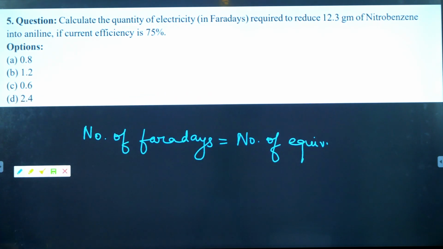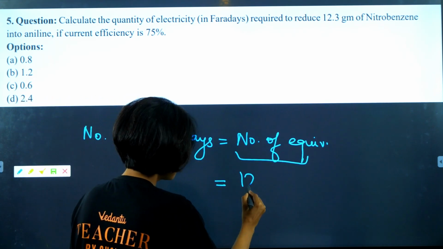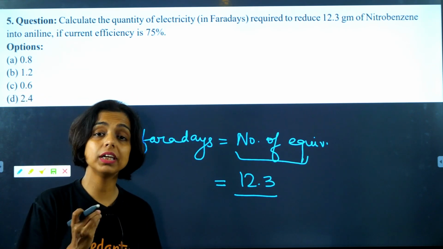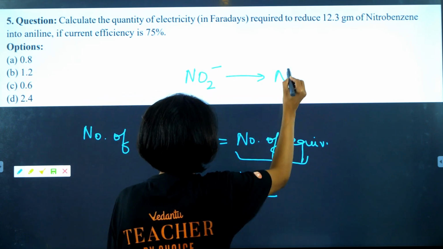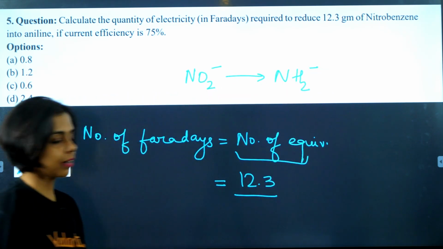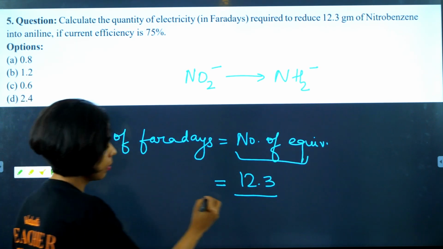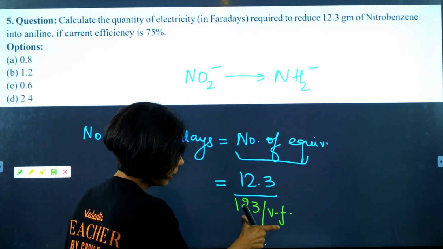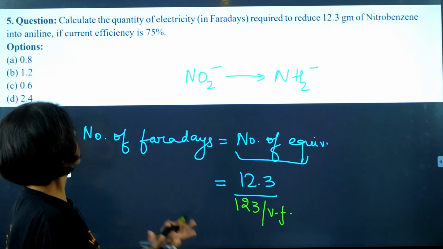Now, how can we calculate the number of equivalents? The number of equivalents is given mass divided by equivalent mass. Now, to calculate equivalent mass, we need, so nitrobenzene is converting to aniline. So how many electrons are being transferred? What is the valency factor here, guys? The molar mass is 123 upon valency factor or Z factor. Given mass divided by equivalent mass will give you the number of equivalents of nitrobenzene, because nitrobenzene is getting converted to aniline.